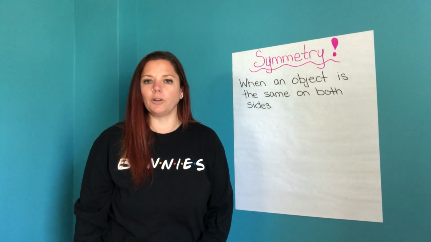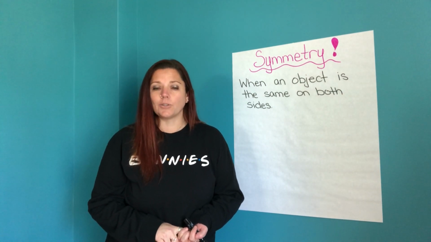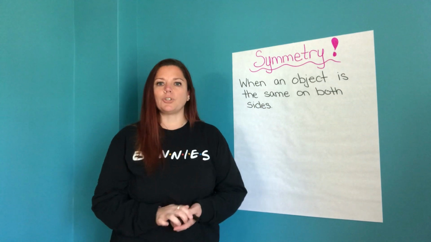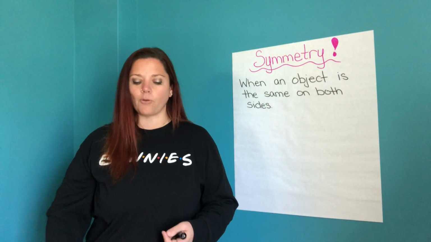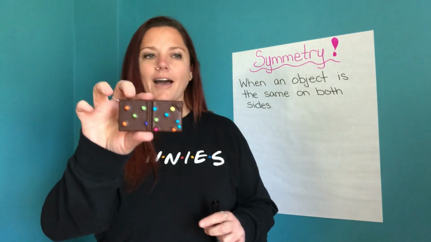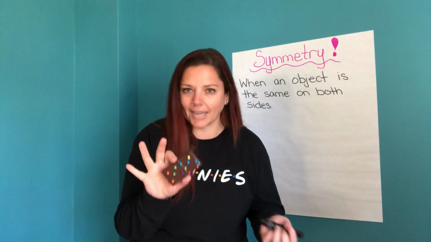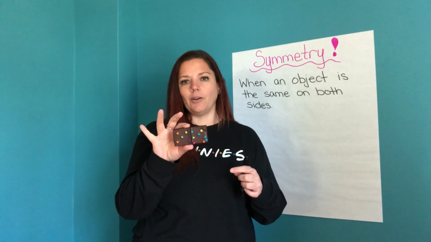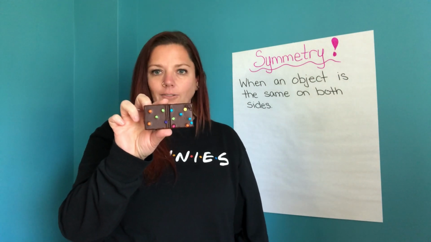Now, last week we learned about 2D shapes and 3D shapes, right? So symmetry goes along with us learning about shapes. I'm going to show you something, and I know many of you have seen this before. Here we have a cosmic brownie. I know you're thinking, oh, I'd love to eat that right now, but you can't because you're just watching me, okay? So this is a shape of a rectangle, right?